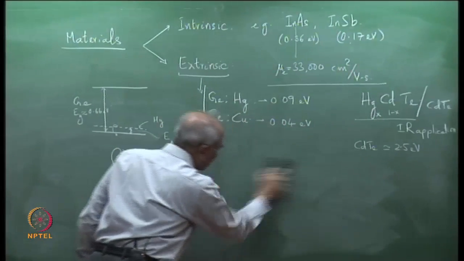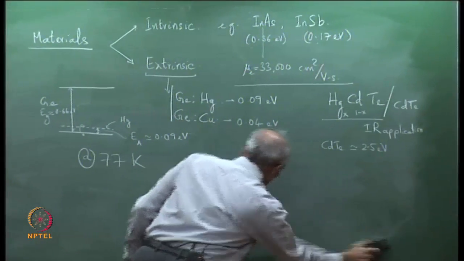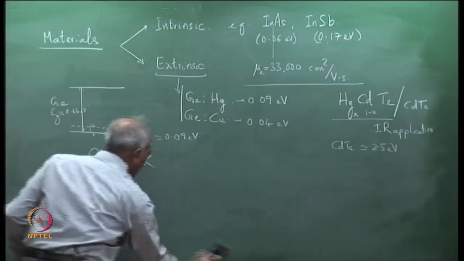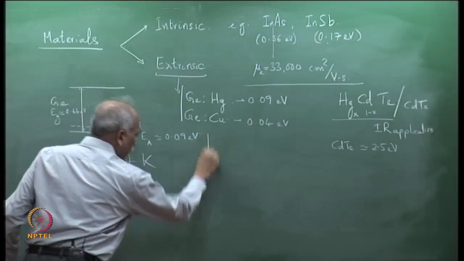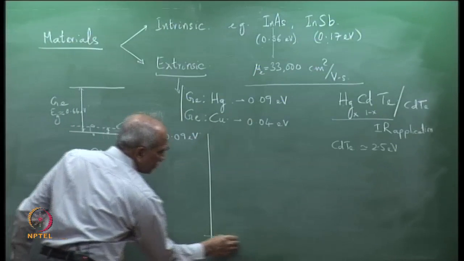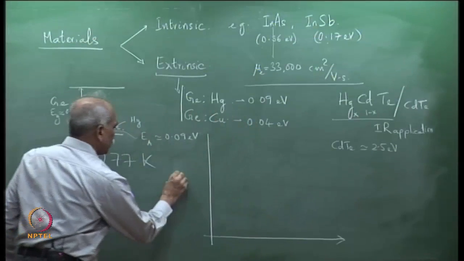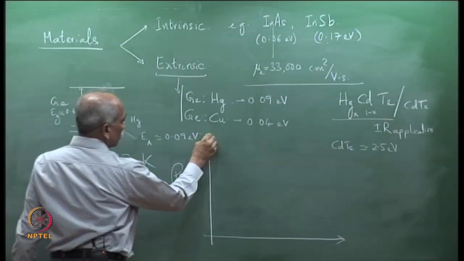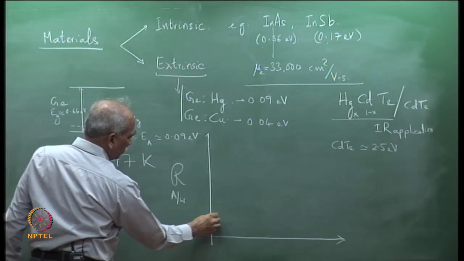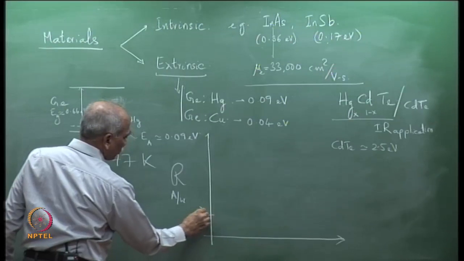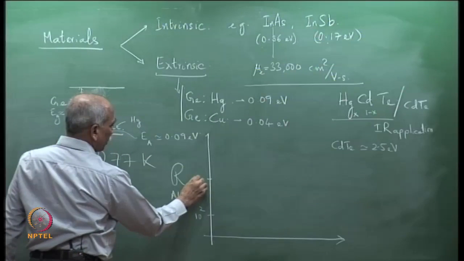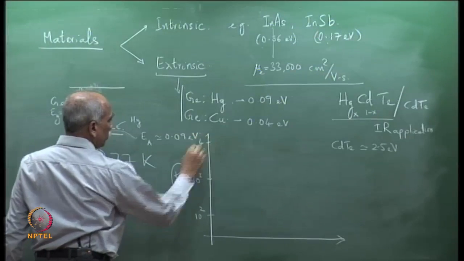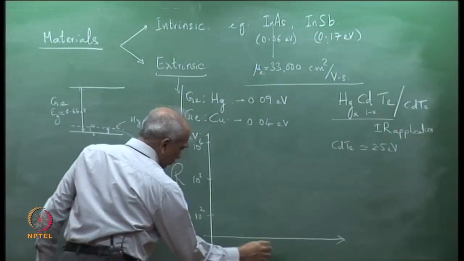So, if I plot typical responsivity curves for these, it looks like this. Let me plot the responsivity, in amperes per watt. Typically 10 to the power of 2, 10 to the power 3, 10 to the power 4, and wavelengths are of course large.